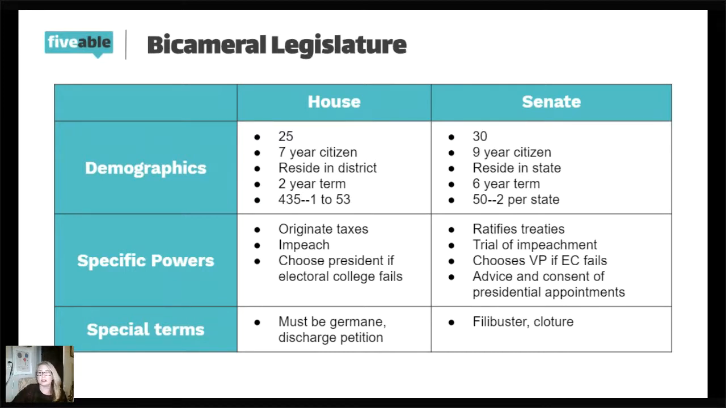They basically table, which means to put aside the bill, and then they just don't want to talk about it. Well, let's say that you really want to vote on that bill. You're a member and it's really important to you. You can file a discharge petition to get it heard on the House floor.